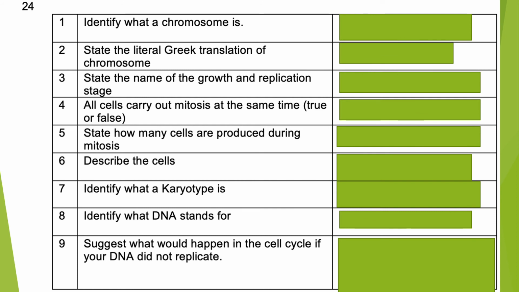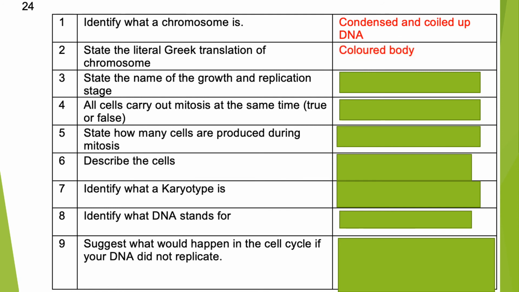Perfect. All right, so number 1, identify what a chromosome is. So going back to this lesson, a chromosome is basically all that condensed and coiled up DNA, or you could have put genetic material as well. Either or is fine. Number 2, state the literal Greek translation of chromosome. So the word chroma comes from color, and soma comes from body. So if you put them together, we just get colored body, or a color body.